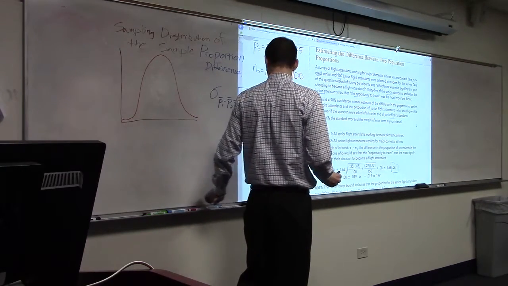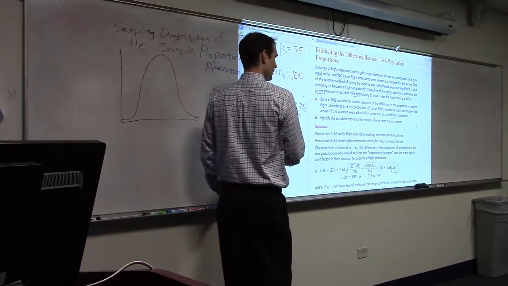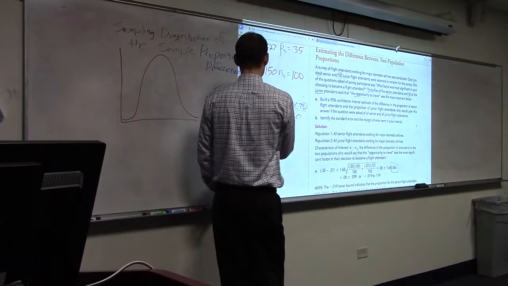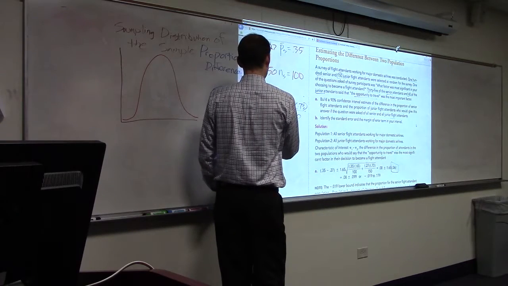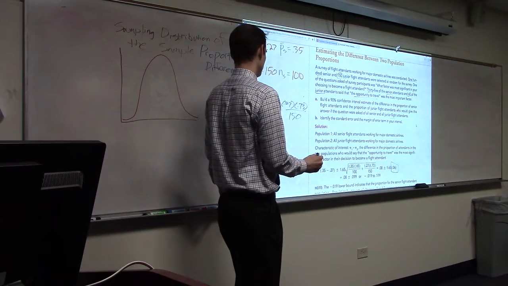I think he took the 0.35 times the 0.65 over 100. Mm-hmm. That's an idea. Yeah, that was the 0.0023. He wanted the total answer. Then you divide it by 100, and I got 0.0036. So that entire square root is 0.06.